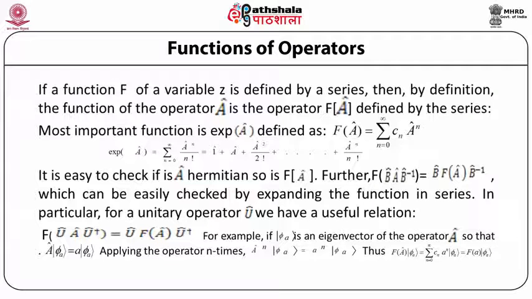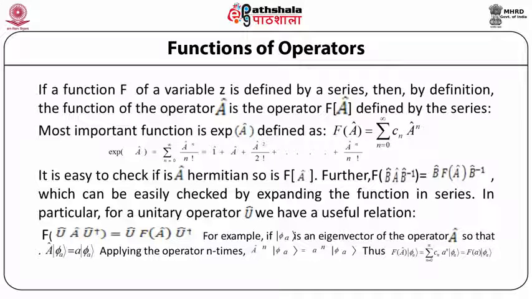So, if we have an operator in the form of a series of operator A, then further we can write f of operator B, operator A, operator B inverse is equal to operator B times f of operator A times operator B inverse, and this identity can easily be checked by expanding the function in series.